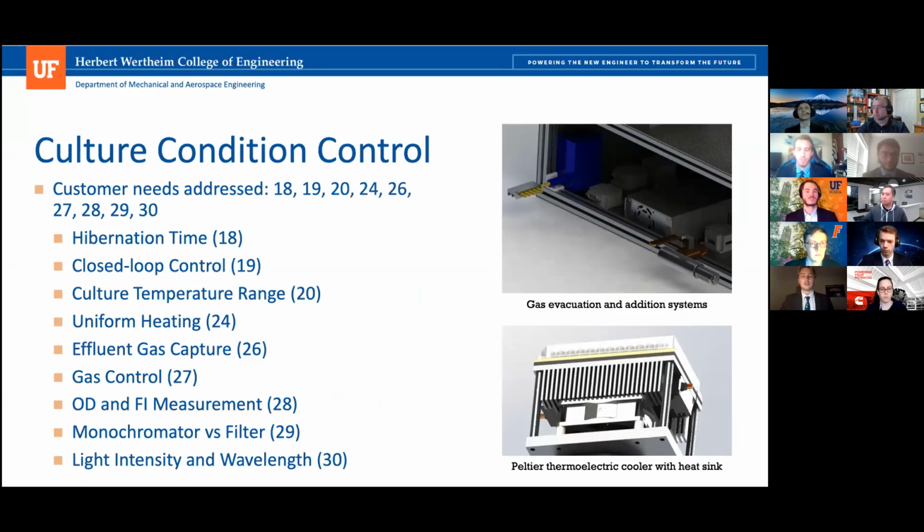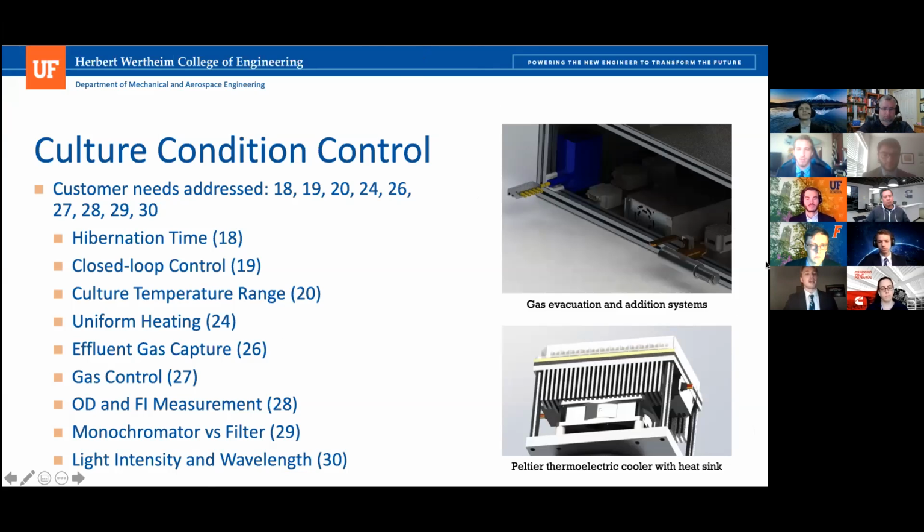So the customer needs that were addressed for this subsystem are the hibernation time, being able to hibernate in culture from 1 hour to 2 weeks, and a closed loop control. Once made, the system would be coded so that based on the OD and FI measurements, if the cells have been decided to need another cycle, or to be taken out of the system or completely disposed of because cells died, or whatever the case may be, there's a closed loop control. Once those measurements are read, the decision will be made from there.